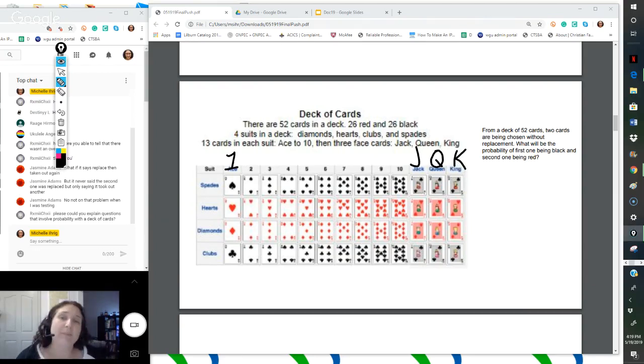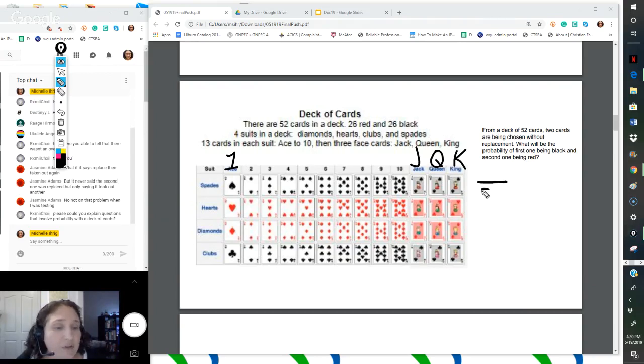So let's look at this example here. It says, from a deck of cards, 2 cards are being chosen without replacement. This goes back to what Jasmine was saying. Because it says without replacement, the total number of cards I'm picking from changes. Therefore, this becomes dependent because I did not replace the first one. It doesn't matter if I replace the second one because I'm only picking 2 cards to begin with. It says, what will the probability be that the first one is black and the second one is red?